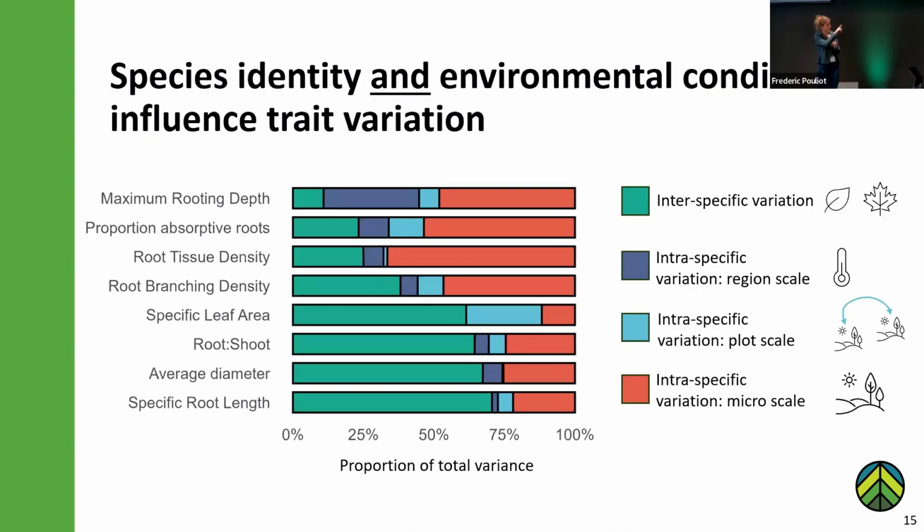But at the top of the graph, you also have a dominance of red area. Red area means intraspecific variation at the micro scale, so within the site, at the seedling scale. These are factors that determine the intraspecific variation. So we have species identity and environmental condition that influence trait variation.